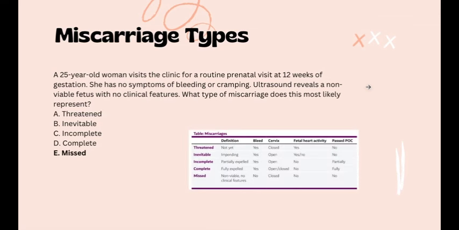Now this is a missed miscarriage. As we said before, this patient hasn't presented because of concerns about bleeding. They've come for a prenatal visit. There's no symptoms of bleeding or cramping. The ultrasound shows a non-viable fetus with no clinical features, meaning there's no fetal heart activity. And because of that, this is a missed miscarriage.